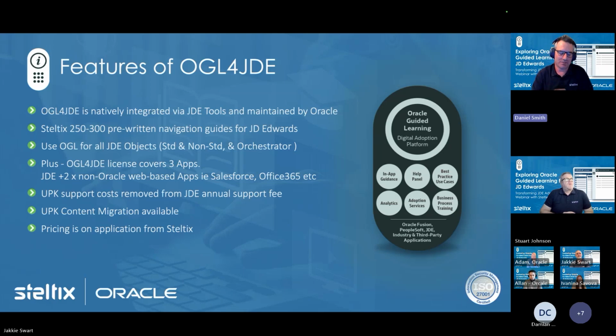You can use OGL to do cross-platform guides. So start in one application, end up in another application, one training guide, one application that you're actually surfacing to the end users. And I think as Stuart touched on in the beginning, we help organizations who are currently paying for UPK support to essentially remove that from their ongoing annual support fee and redirect those funds to the purchase of OGL for JDE. We have also developed a UPK content migration. So if you've got ODAC files or UPK content, we can migrate that through to OGL for JDE to fast track the deployment of OGL.